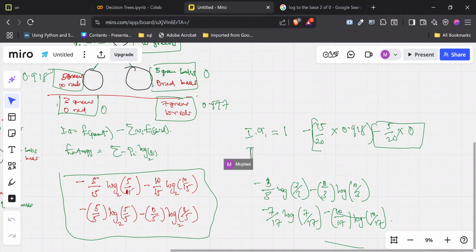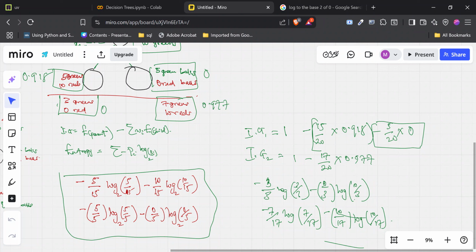And also, the information gain of the second one, for this one, we know that all of these become 0 also. Then we're going to have 1 minus, what is the size of the child? 17. 17 over 20 multiplied by what? 0.977.